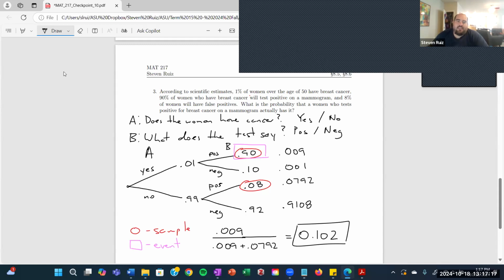And that's kind of what Bayes' theorem is meant to uncover, to show us that because false positives exist, there are these counterintuitive results that show up when you're calculating probability. So that's all for checkpoint 10.